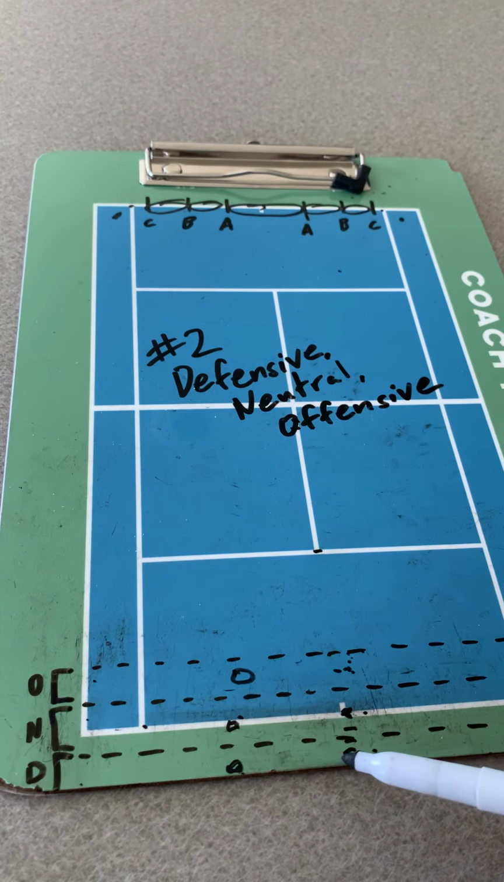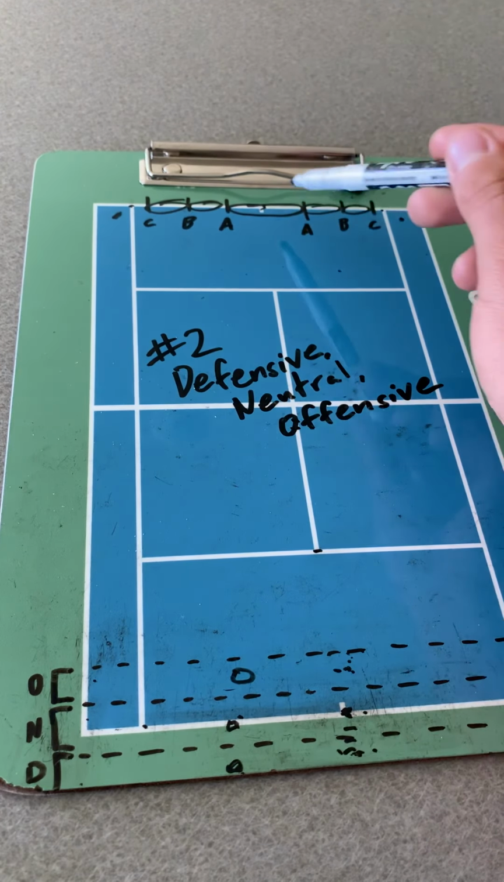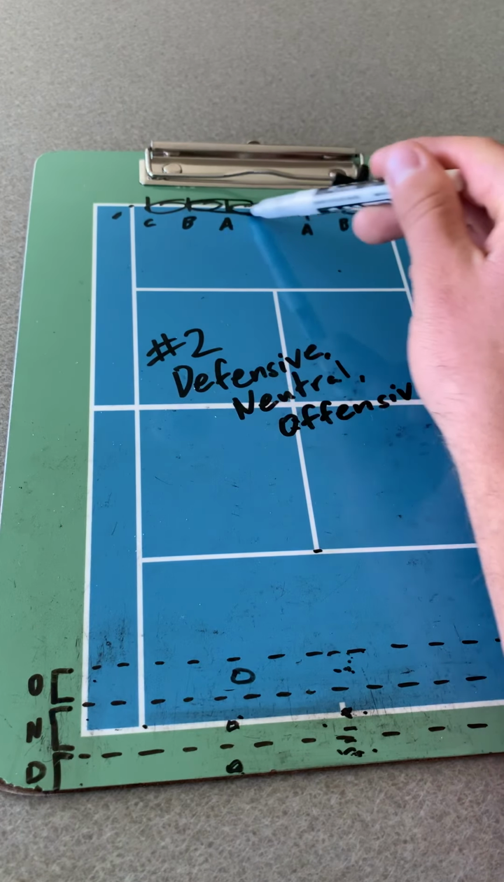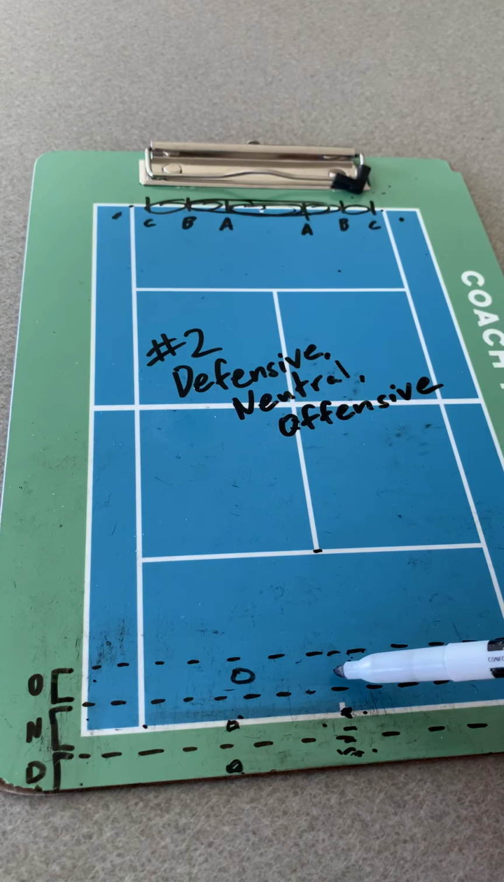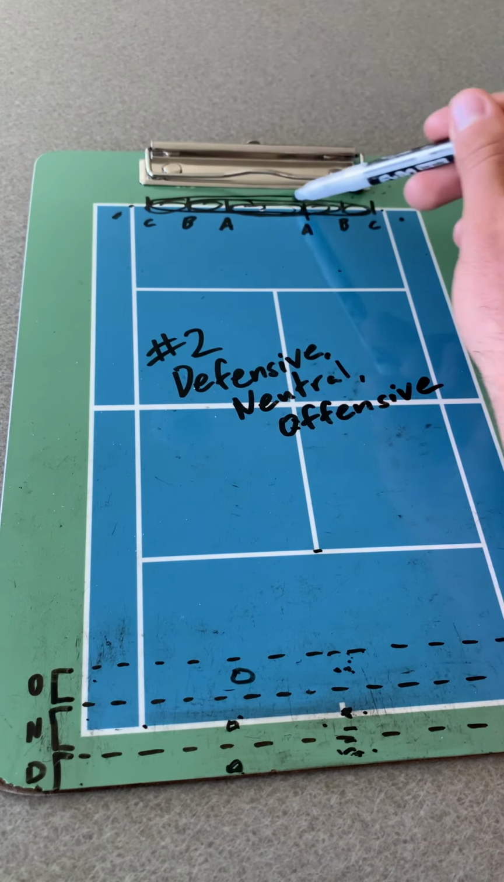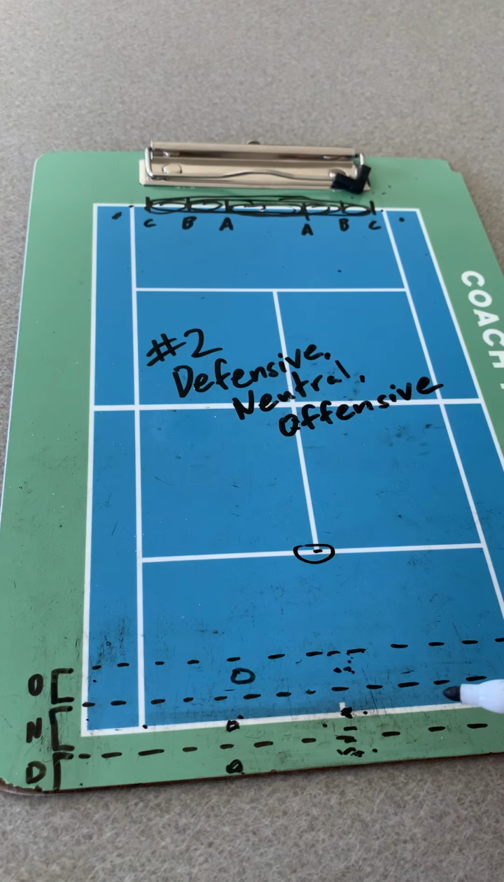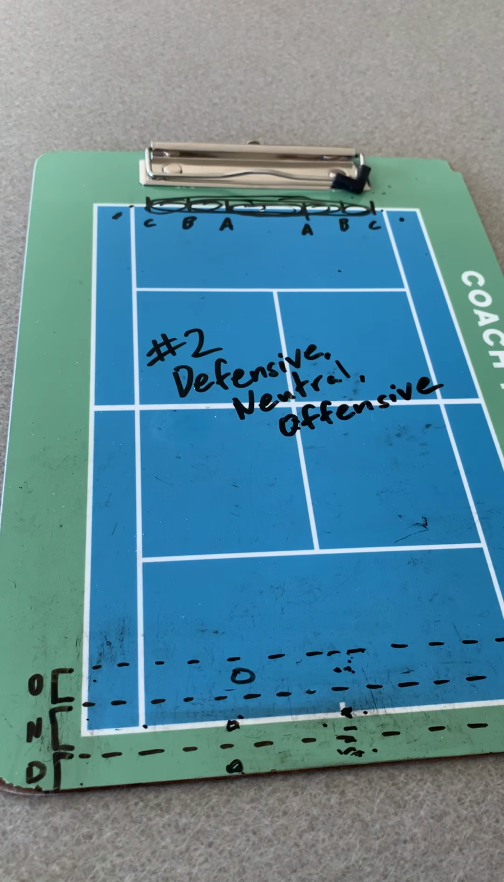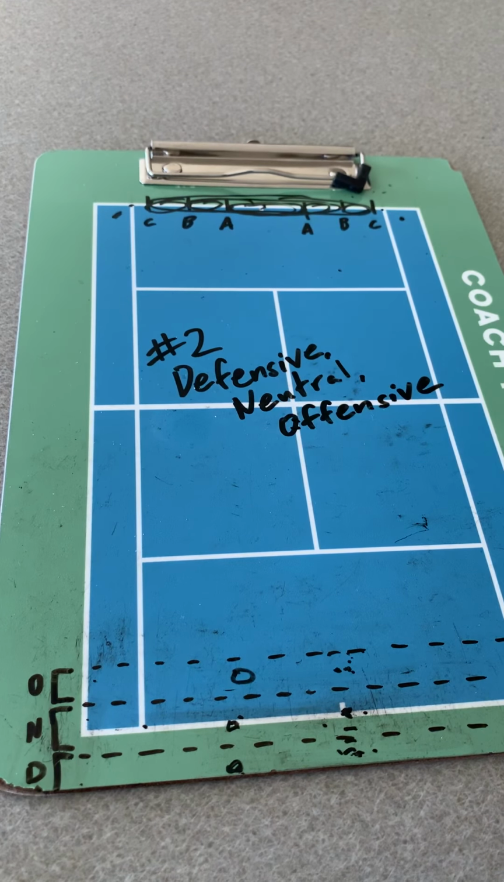So, one more time, from the defensive area of the red zone, your target area should be A. In the neutral area of the red zone, A and B become available. And from the offensive area of the red zone, A, B, and C, trying to create a short ball or a forcing shot. So that's singles concept number 2, defensive, neutral, offensive.